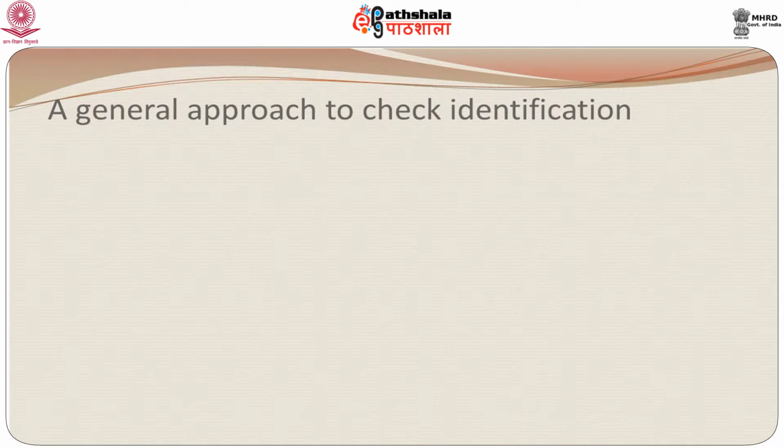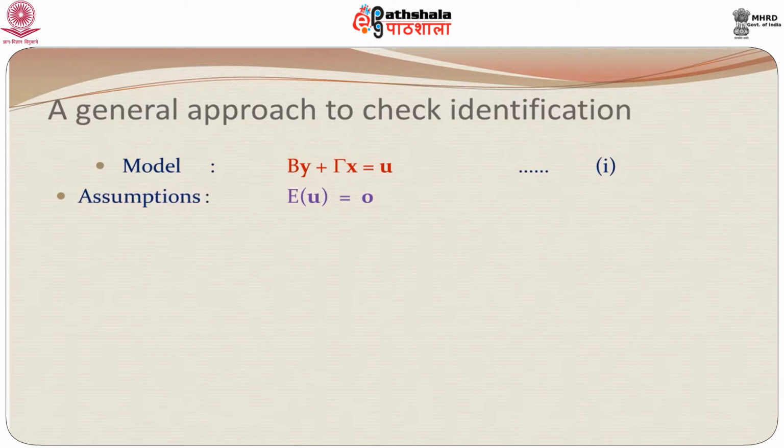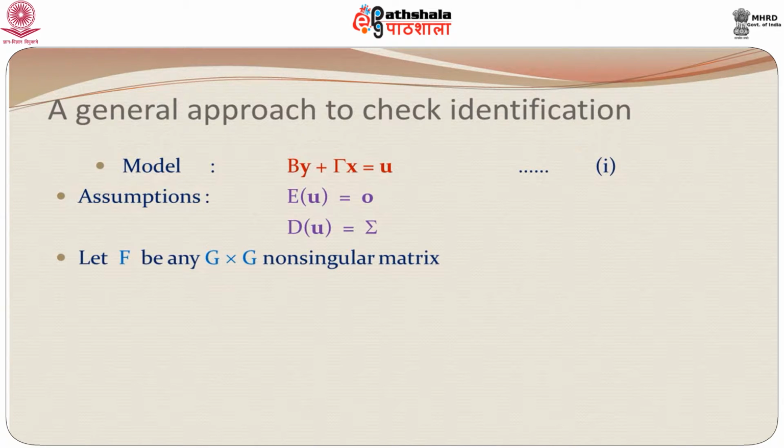A more general approach to check identification would be to use a slightly different technique. So, let us look at the model By plus gamma x is equal to u. Let us call this the first model, model 1. Now, the assumptions that we have on this model are expectation of u equal to 0 and dispersion of u equal to sigma. Let F be any G by G non-singular matrix.